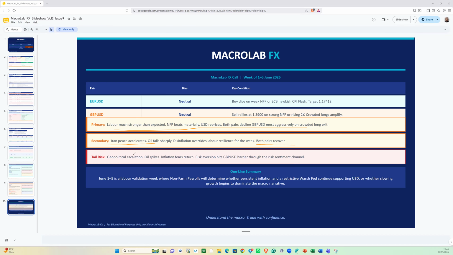Our tail risk is geopolitical escalation. We don't really see this, but anything can happen. If the tension escalates again, then the market will go full-blown inflation narrative, and of course keep the higher-for-longer narrative going further. But as a tail risk, it's likely not to happen. So this is our one-line summary, very important. June 1st is labor validation week, where non-farm payroll will determine whether persistent inflation or a restrictive Warsh Fed continues supporting USD, or whether slowing growth begins to dominate the macro narrative. So basically, this is what we have from a macro perspective this week.